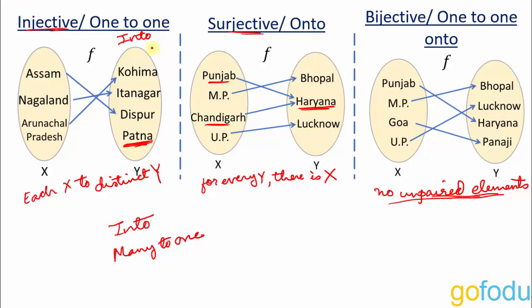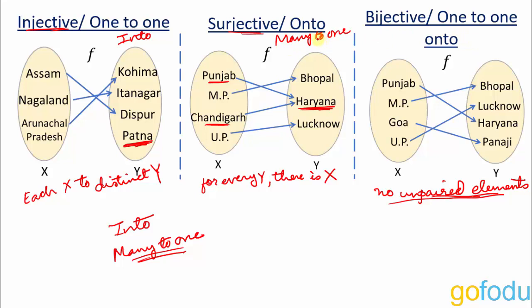And many-to-one, as the name suggests, means there will be two elements in X mapping to the same element in Y. Like here, Punjab and Chandigarh are both mapped to the same element, Haryana, in Y. So this function is onto as well as many-to-one. This function is many-to-one onto. So there is one-to-one into, there is one-to-one onto, there is many-to-one onto.